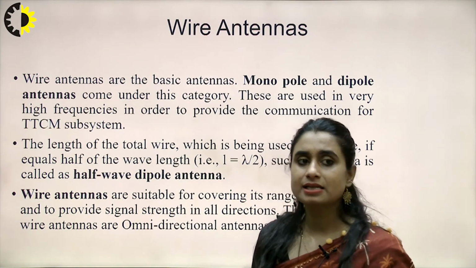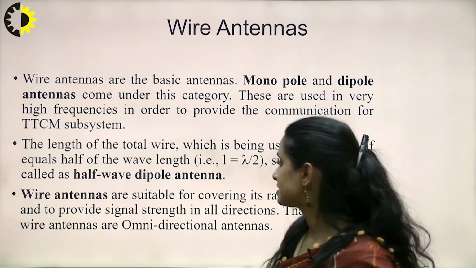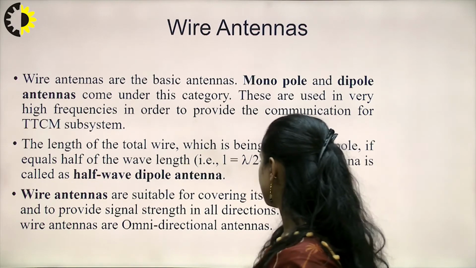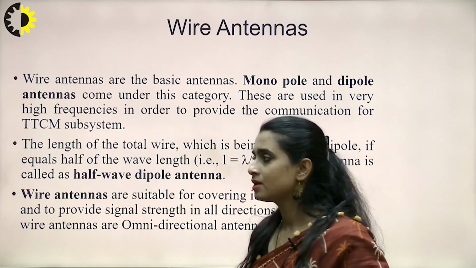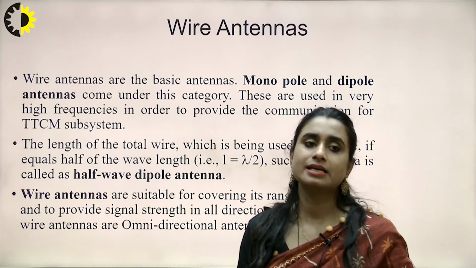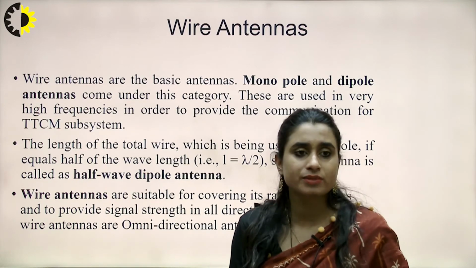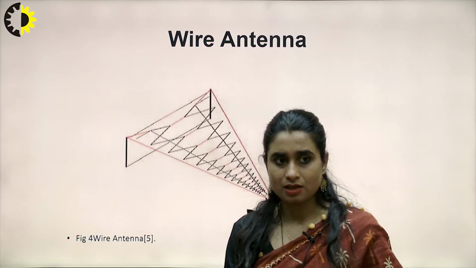Wire antennas are suitable for covering a range of access and providing signal strength in all directions. That means wire antennas are omnidirectional. So a very common, very basic kind of antenna, the wire antenna, is used here, which will act as an omnidirectional antenna. So this is how a wire antenna looks.